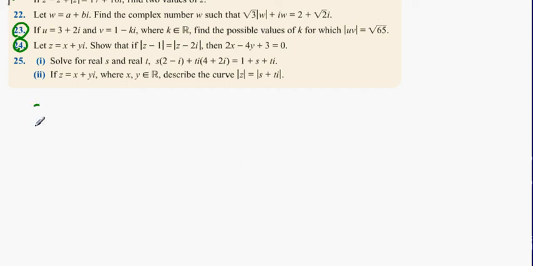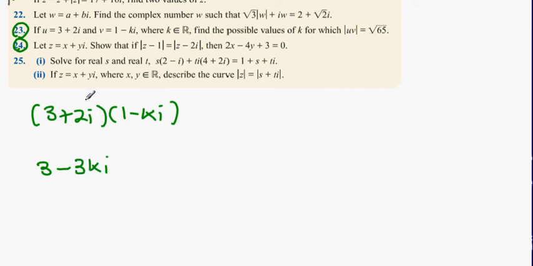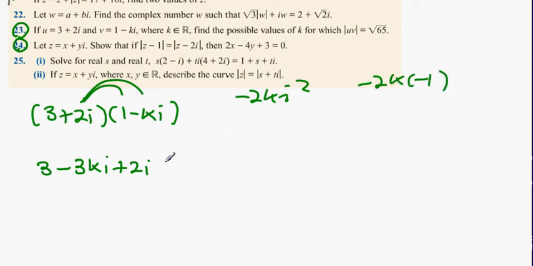So what we've got to do is get u, and then multiply that by v, and then we're going to get 3 multiplied by minus 3ki, and then 2i, and then it's going to be minus 2ki squared, and that's minus 2k times minus 1, which is plus 2k.